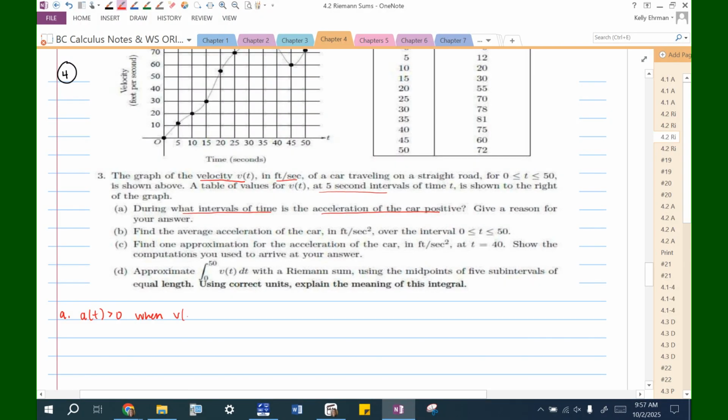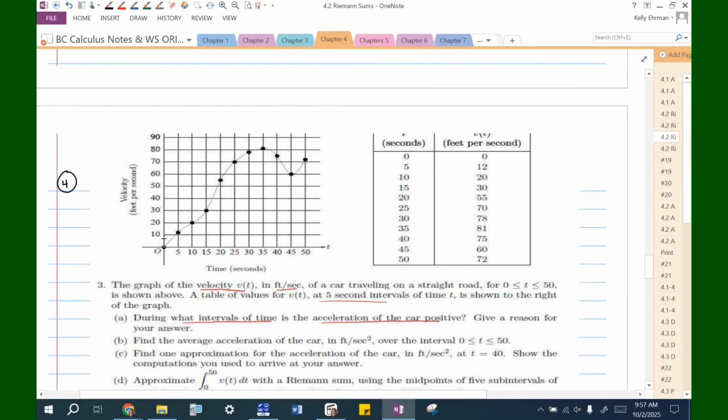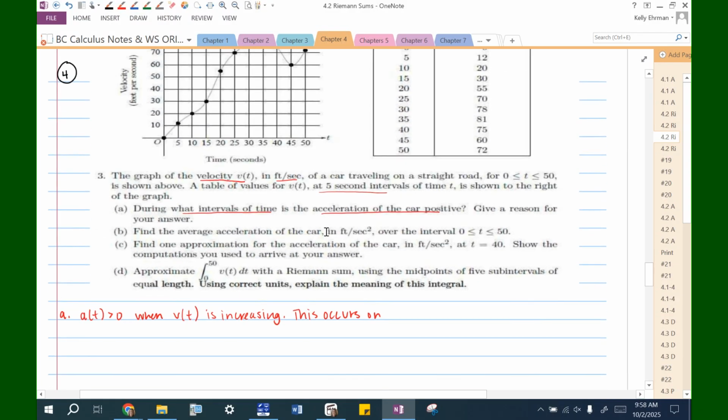So how does that correspond to velocity? Acceleration is the derivative of velocity. So if the derivative is positive, the function is increasing. So anytime velocity is increasing, a of t is greater than 0. This occurs on what intervals? Let's see, we're increasing from 0 all the way to 35. And then again, this little 40, excuse me, this little 45 to 50 section.